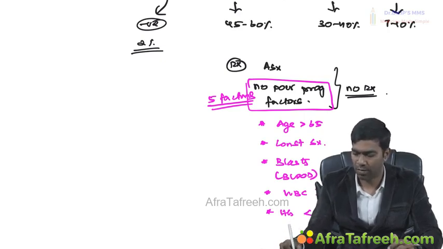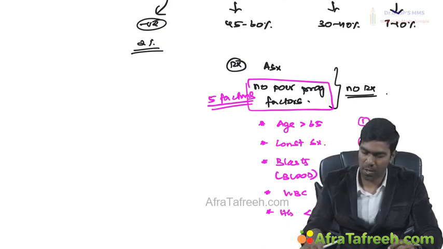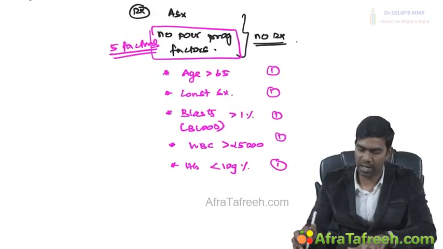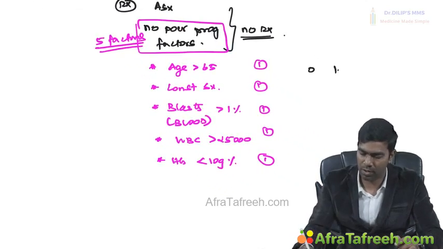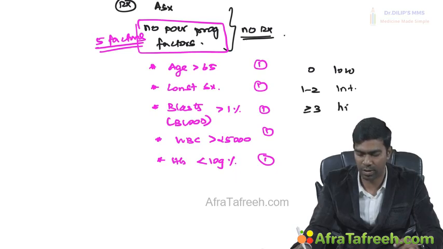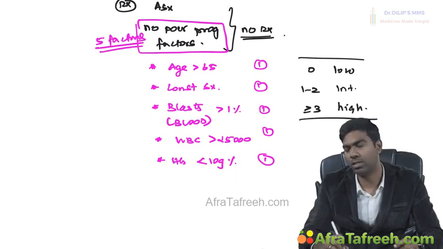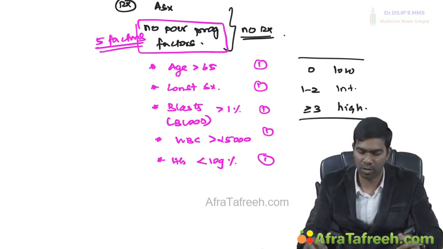Clear? So each of these gets 1 point. If the patient has 0 points, we call it low risk. If the patient has 1 to 2 points, intermediate risk. Anything more than or equal to 3 points, high risk. So these are the poor prognostic factors, and again you do no treatment in these patients.